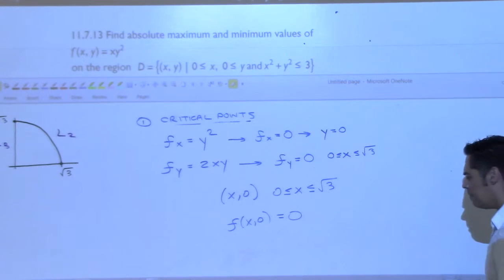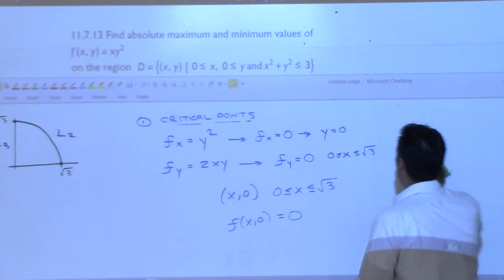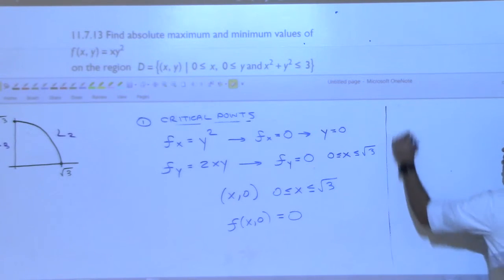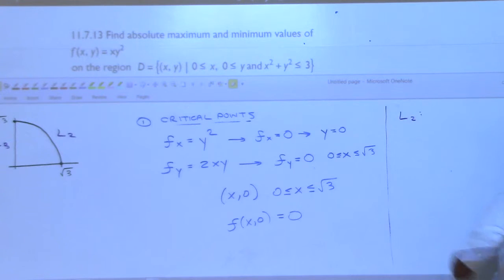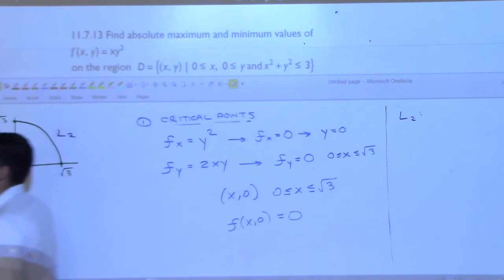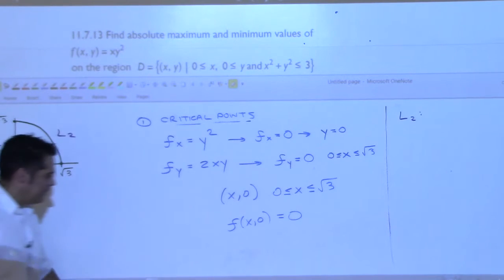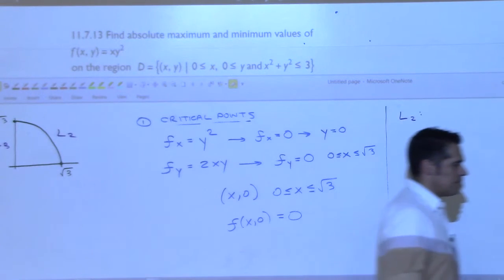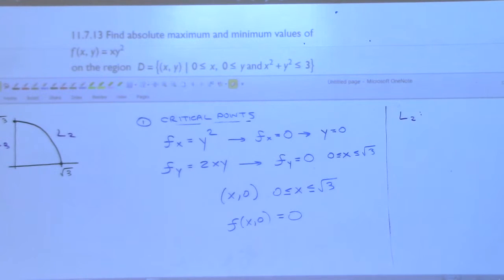All right, so Paul, what do we got on L2? What do our L2s look like? Do we want the critical points, or what do we want? No, I want to know what all the points on L2 look like. You've got this one. And the gravity x squared comma y squared. Makes sense?